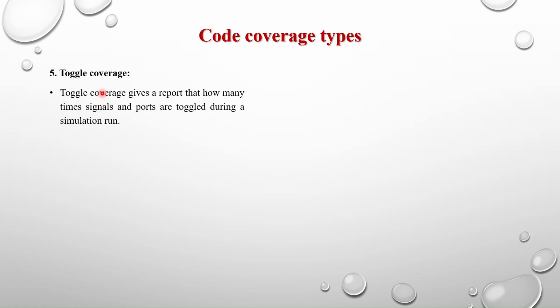And the fifth one is toggle coverage. Toggle coverage gives a report of how many times signals and ports are toggled during a simulation run. That means this coverage helps us verify the activity of various signals in the design. So it will tell whether the signals have undergone any changes or remained constant during the simulation.